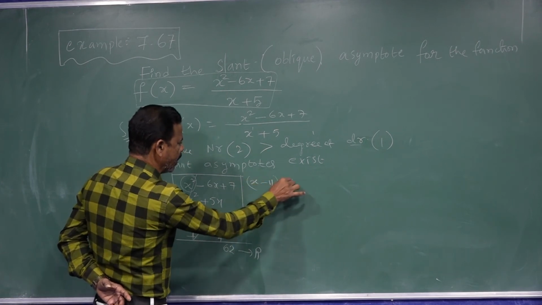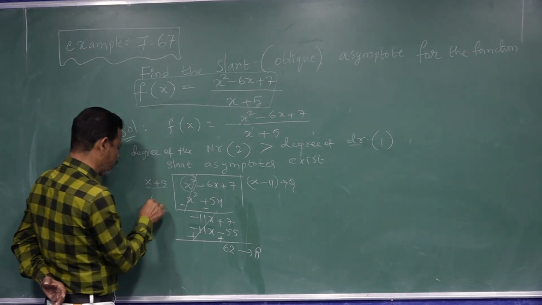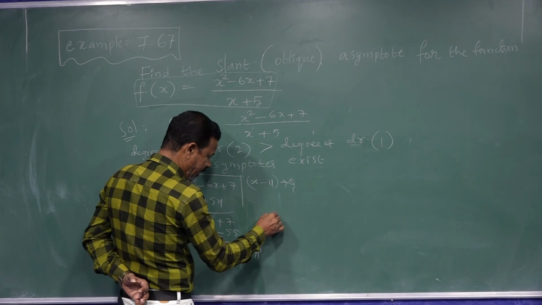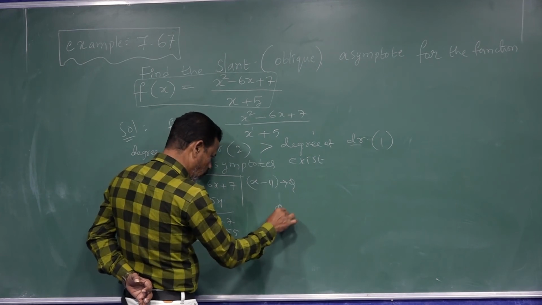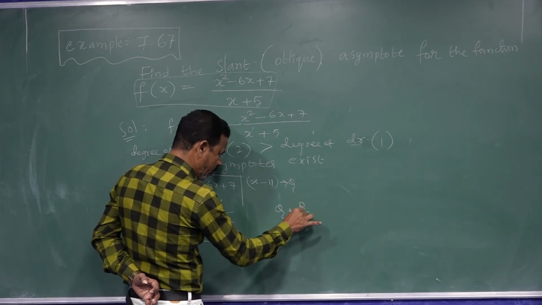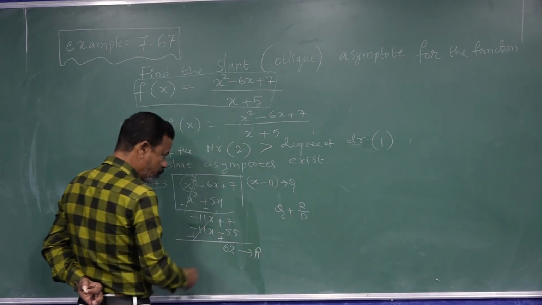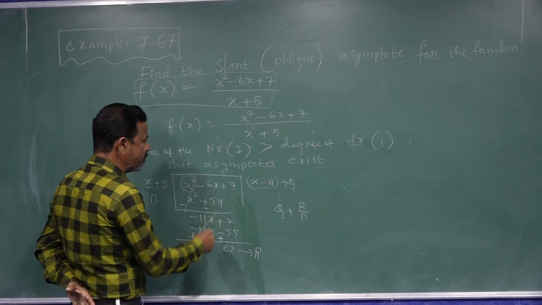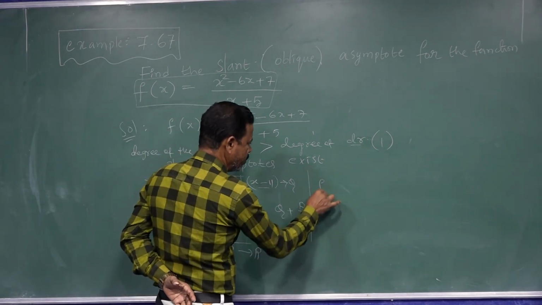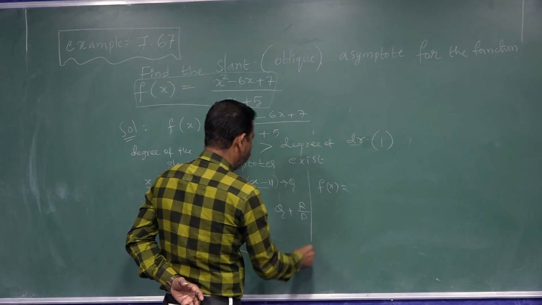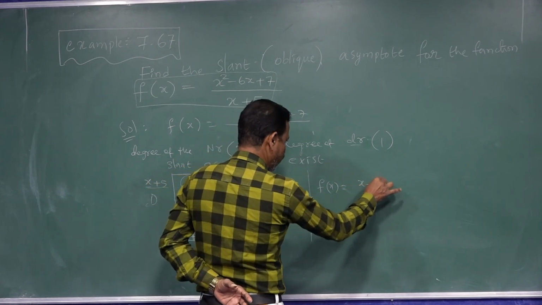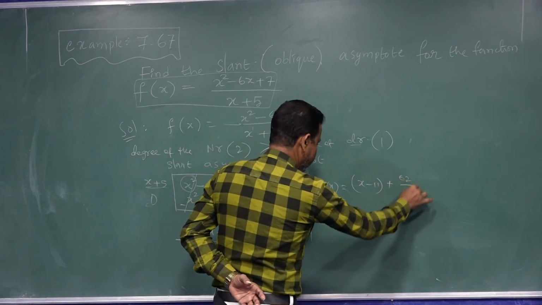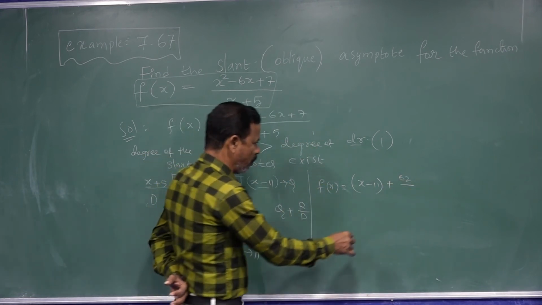This value is the quotient and this is the divisor. So how do we write the function? Quotient plus remainder by divisor. What is the quotient? x minus 11. So f of x equals x minus 11 plus remainder 62 by divisor x plus 5.